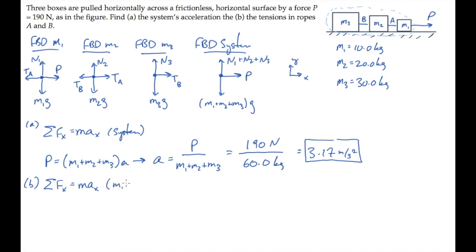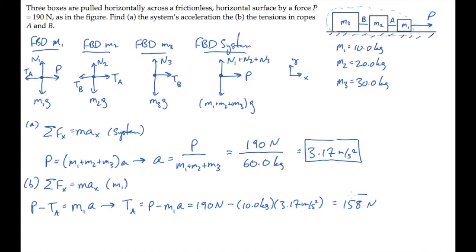Adding the forces along x from free body diagram mass 1, we get pulling force P to the right minus the tension in rope A equals the mass times acceleration. That's mass 1 times the acceleration. We can solve for the tension in rope A. Substitute numbers to find it equals 158 newtons.